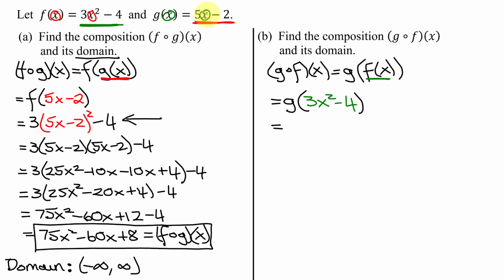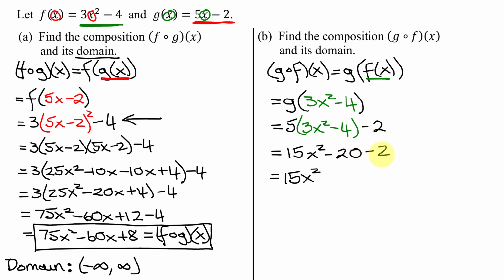So that's going to give me 5 times, instead of x, I'm going to replace that with 3x squared minus 4. And then don't forget the minus 2 on the end. Simplifying, distributing in the 5, 5 times 3 is 15. So it's 15x squared. 5 times negative 4 is negative 20 minus 2. Combining like terms, I have 15x squared, negative 20 minus 2 is negative 22. So that is the new function g composed with f of x.